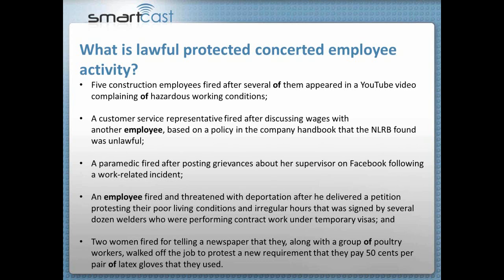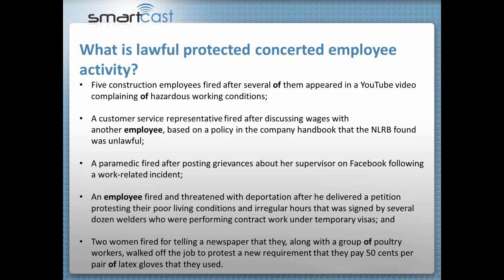Number 1, five construction employees were fired after several of them appeared in a YouTube video complaining of hazardous working conditions. They didn't ask management, they did a YouTube video, and they complained. Construction workers complained, this company is making us work in hazardous working conditions. That was protected concerted activity. It benefited a number of people. It was a legitimate issue. In this case, it was safety. It's all covered under OSHA.